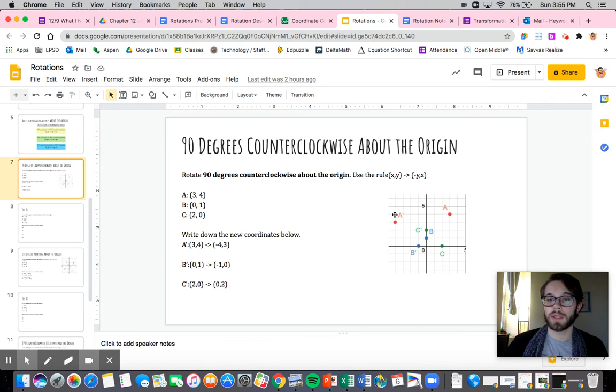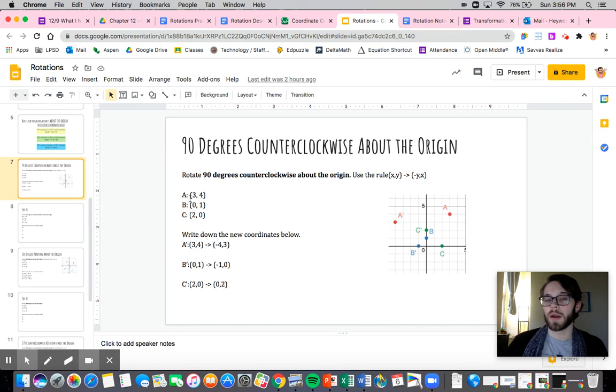So A here is still going to A prime, right? The pre-image is still going to the image. So A is going to A prime. It's only moving one quadrant, as you can tell. B is going to B prime. So it's going to the left, right? And then C is going to C prime. It's going left.